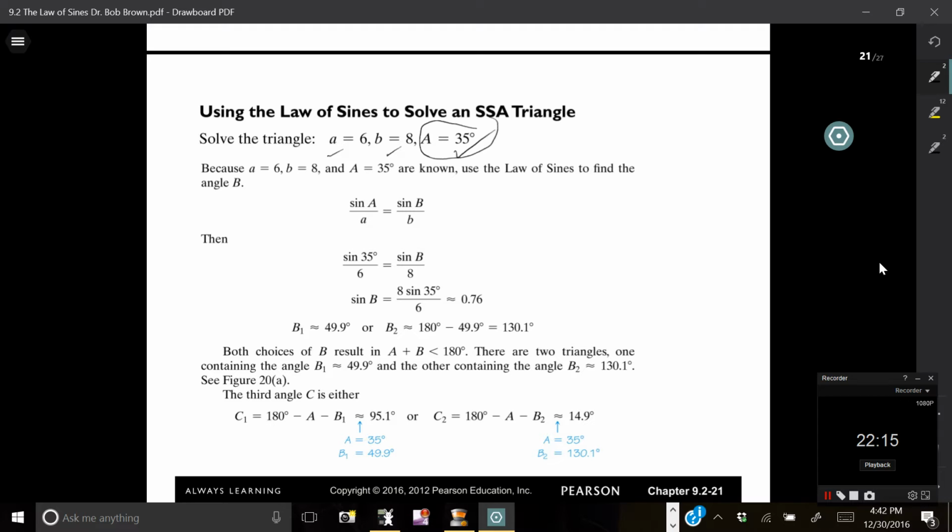So we're going to first start out with sine A over a equals sine B over b. A is 35 degrees, little a is 6. We don't know angle B, but we do know side b. So cross multiplying, we get that sine of B is equal to 8 sine of 35 degrees divided by 6. It's approximately 0.76.